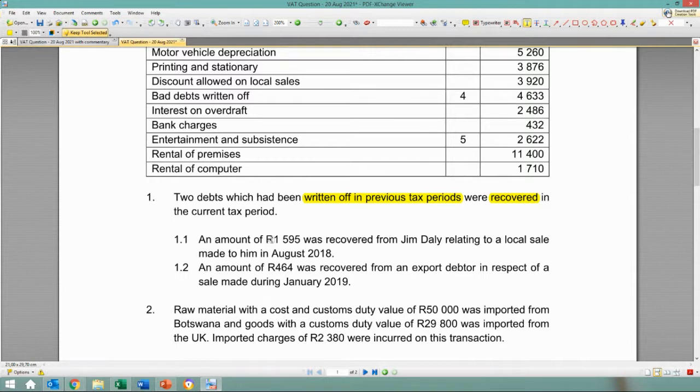So they tell you an amount of 1,595 Rand was recovered from Jim Daly, a local sale. So that is standard rated. 464 was recovered from an export debtor, and that means it is zero rated. Okay, so this is standard, and this is zero. So if you did not go read the additional information, you would have taken the full amount to standard rated 15%, and then you would have lost the marks.